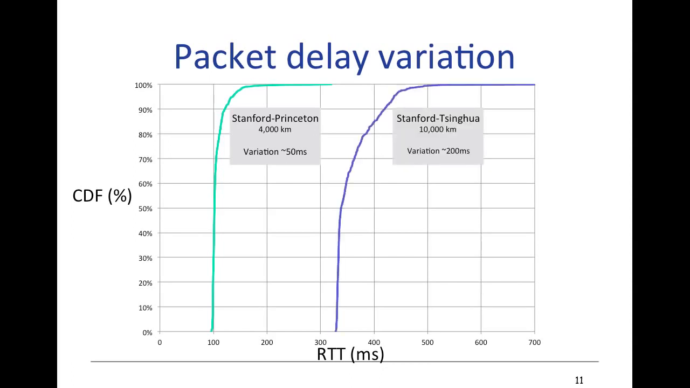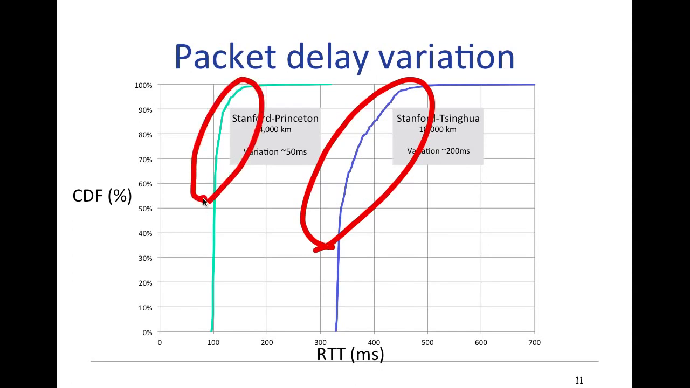Now let's look at what happened when I repeated the experiment from Stanford to Tsinghua University, which is in Beijing in China. It's a lot further away, about 10,000 kilometers, or 6,000 miles. And as I would expect, the RTT values are much larger because the propagation delay is much higher. But also notice that the RTT samples have much greater variance. They vary by a lot more. Look at this range of values. They're varying by a lot more than the ones over the shorter link from Stanford to Princeton.